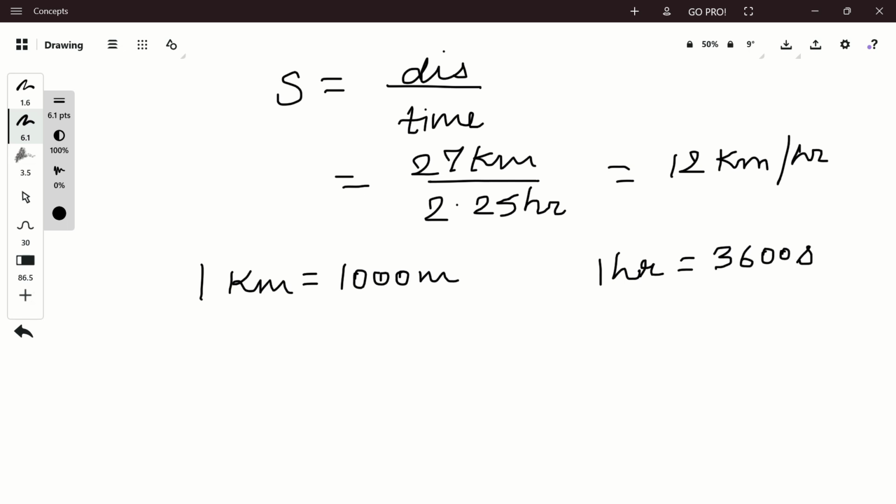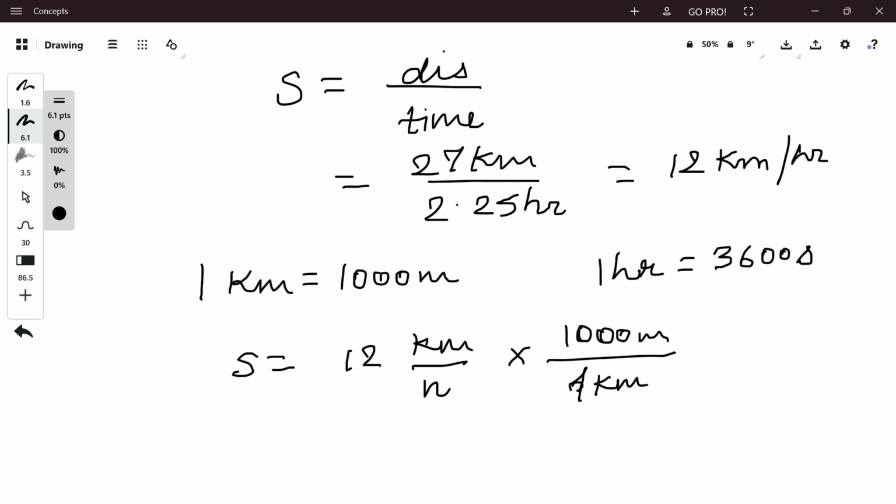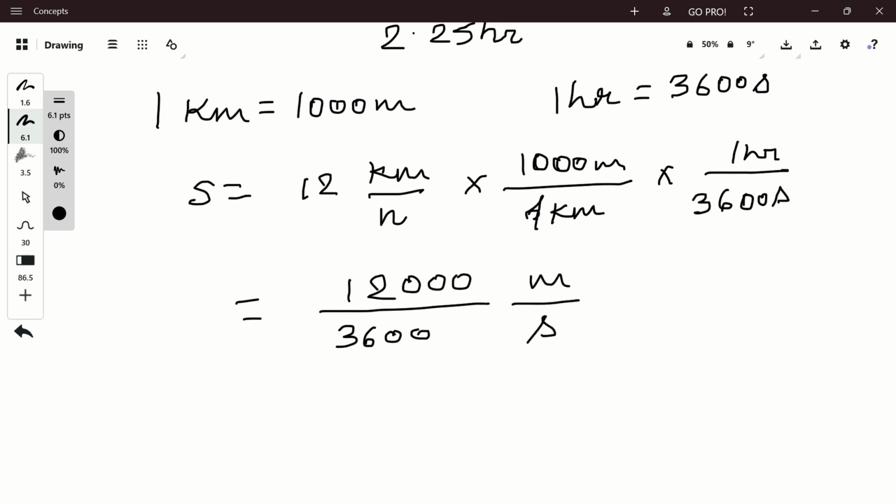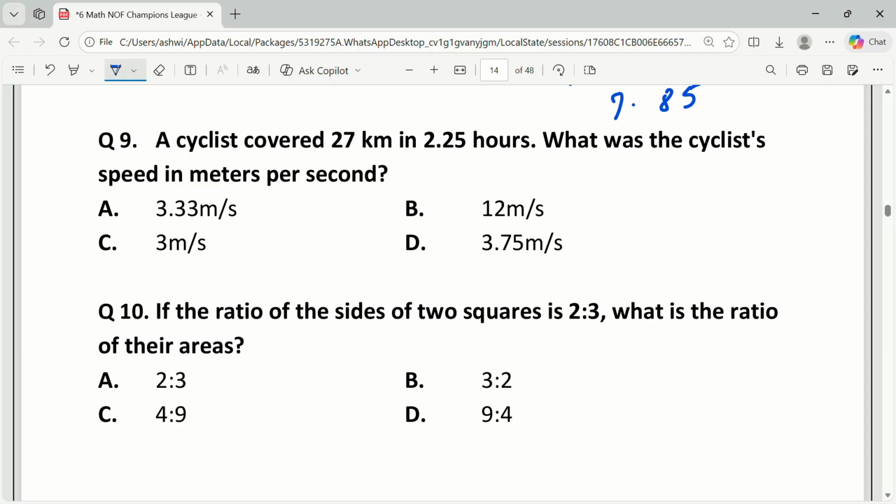Hence, speed is equal to 12 kilometer per hour into 1000 meters upon 1 kilometer into 1 hour upon 3600 seconds, which is equal to 12,000 upon 3600 meter per second, which is equal to 3.33 meter per second. Comparing with the options, the answer is A, 3.33 meter per second.